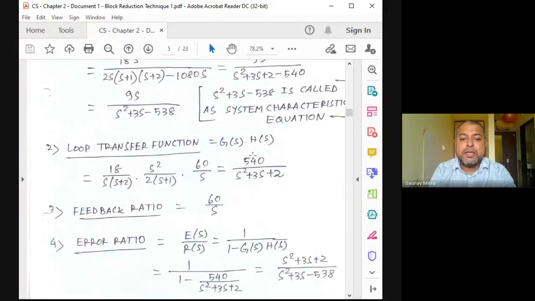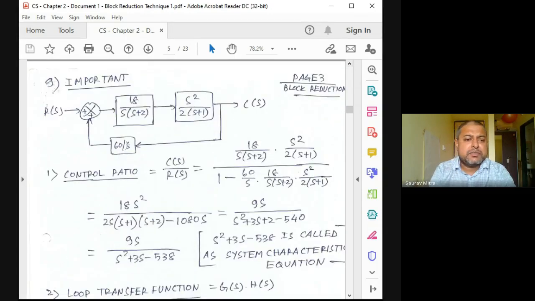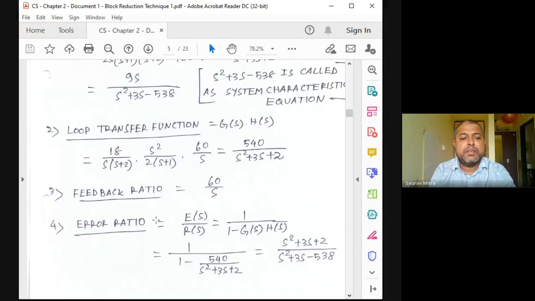So just by looking at the open loop transfer function, we can predict whether the closed loop produced by these two things will be stable or unstable. That thing is possible. 60 by S, you can see in the diagram, 60 by S. So 60 by S is called the feedback. There is a feedback component, feedback ratio, and something very new and important.